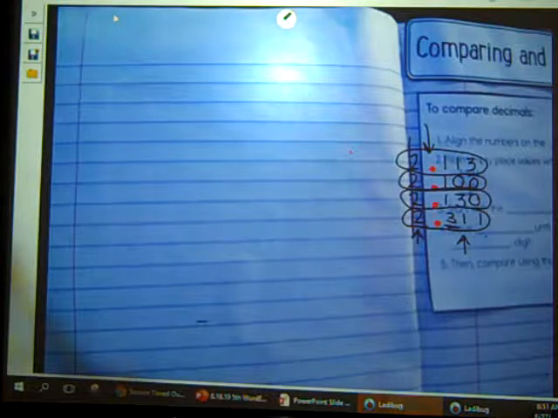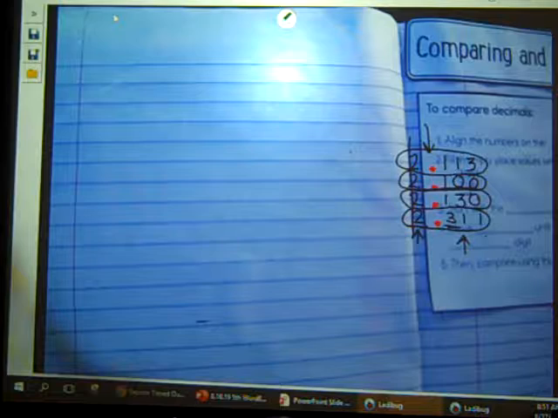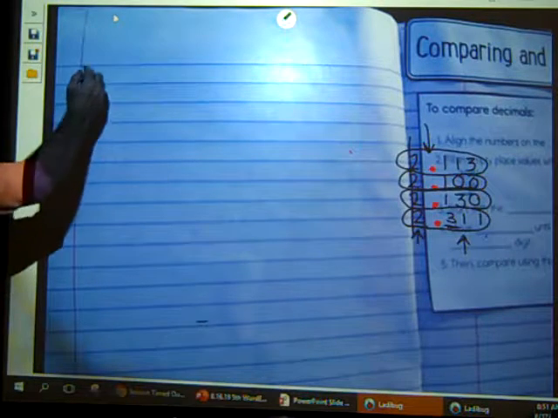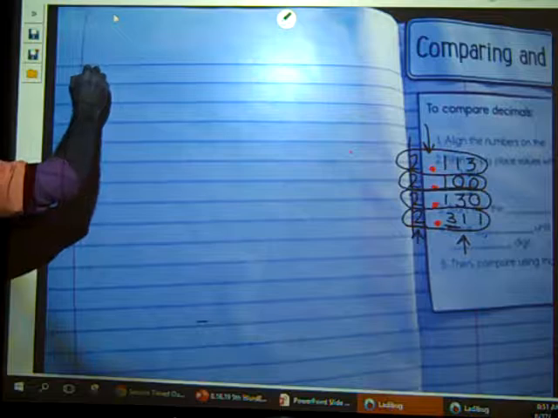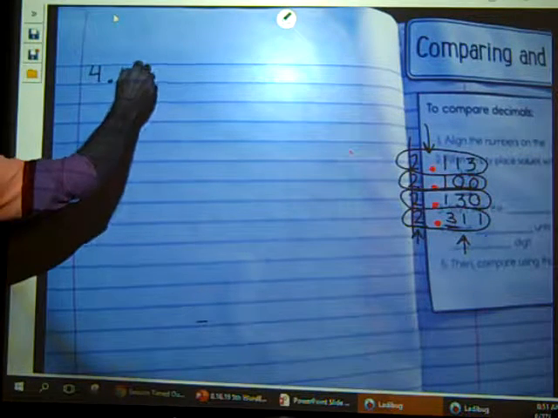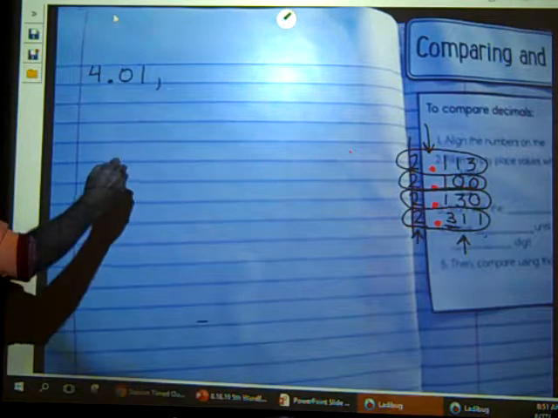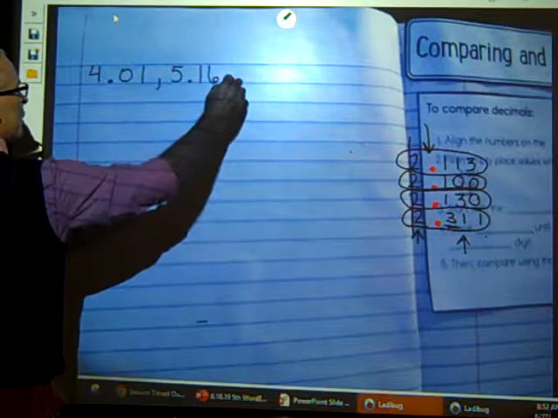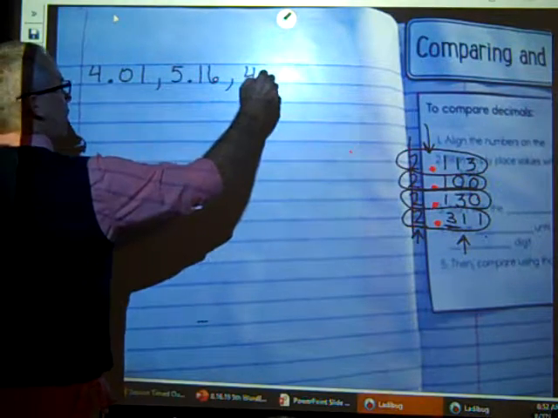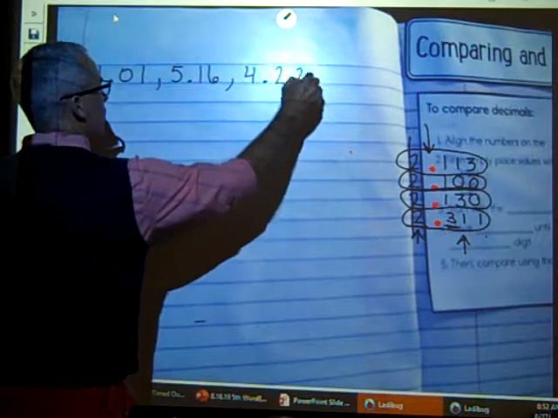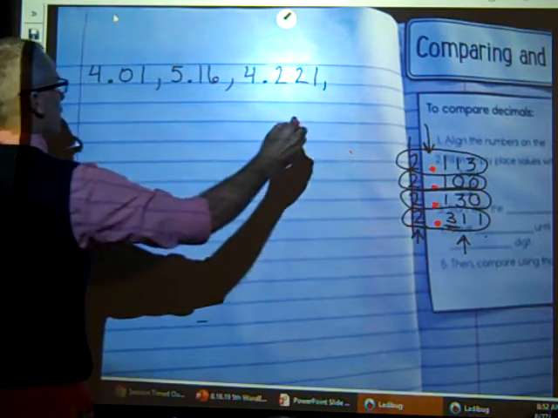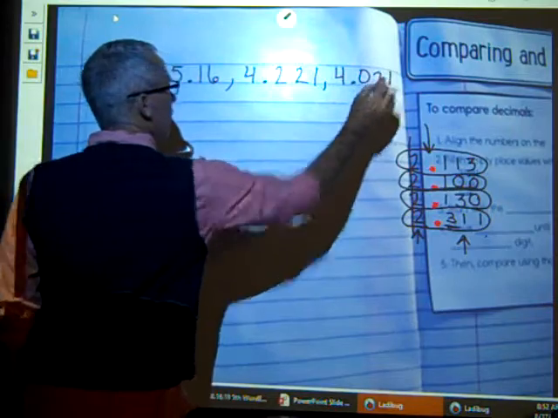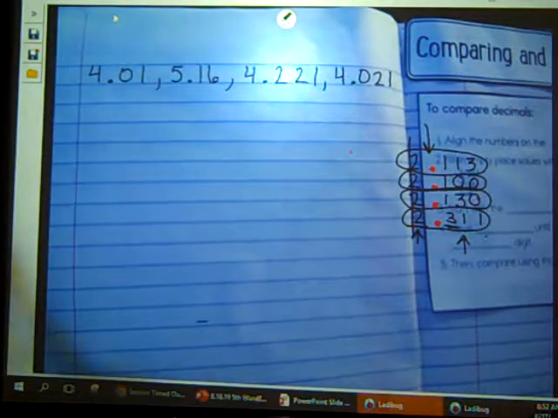I want you to put these decimals in order from greatest to least. Okay? Everybody ready? All right, here's your first one. I want you to write them just like I write them, and then we're going to practice the strategy. All right? So 4 and 1 hundredth, put a comma, 5 and 16 hundredths, 4 and 221 thousandths, and 4 and 21 thousandths. Right, those 4 decimals.